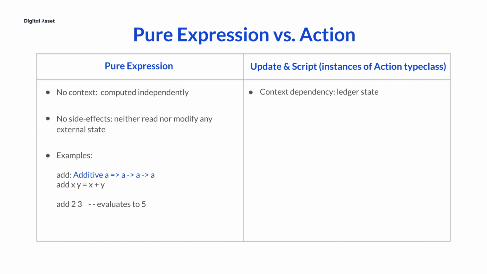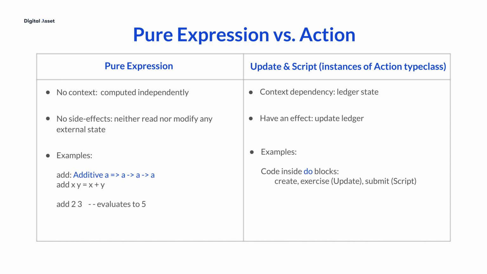Unlike pure expressions, action expressions that evaluate to update or script rely on context, such as ledger state. They also have the effect of updating the ledger. Update directly leads to a ledger action, while script can lead to a command submission. The command submission then causes DAML to run on the ledger to generate an update, which then leads to the ledger actions. Use the do notation to compose an action.